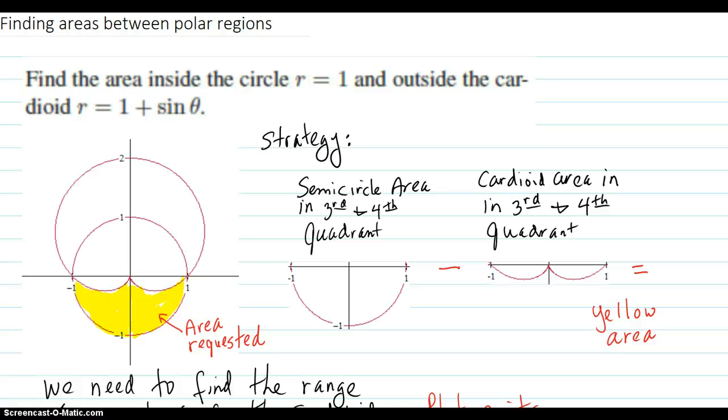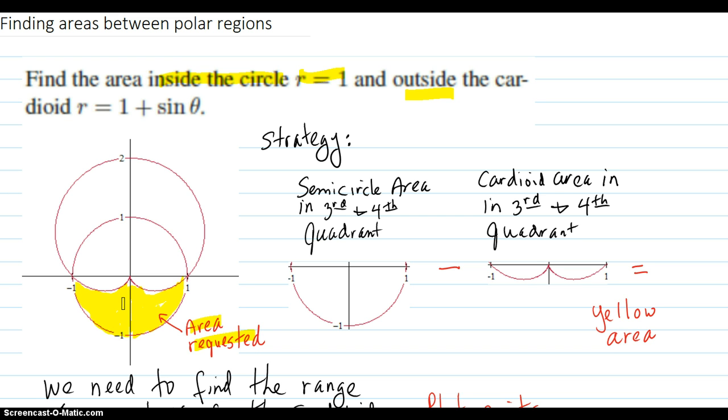Finding areas between polar regions. So this one is: find the area inside the circle, r equals 1. There's a circle going around there. And outside the cardioid, r equals 1 plus sine theta. That's the cardioid going around up here and in there. Okay, so looks like inside the circle, outside the cardioid, that's the area requested, right in that yellow area.